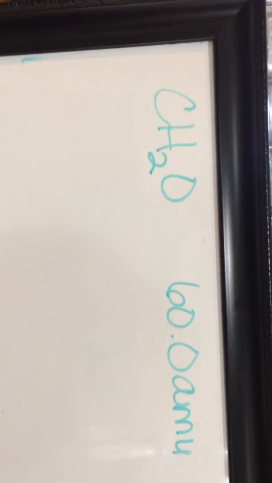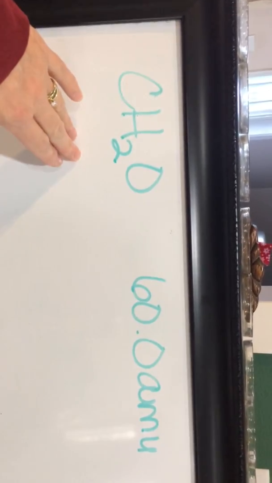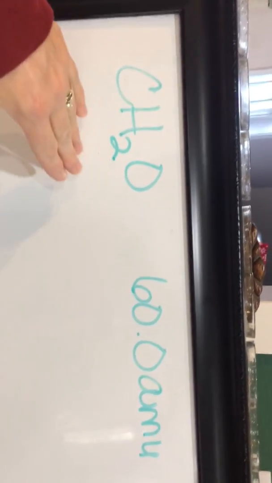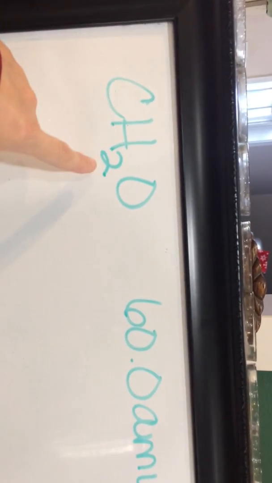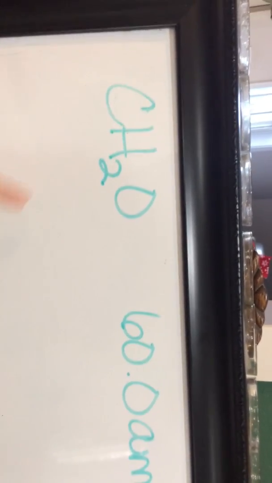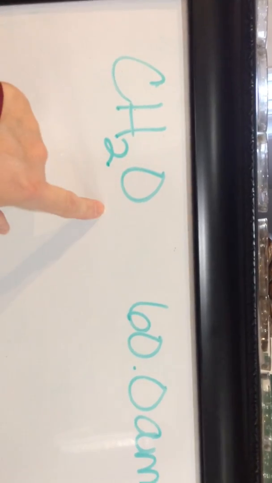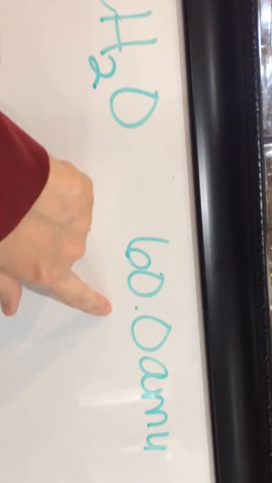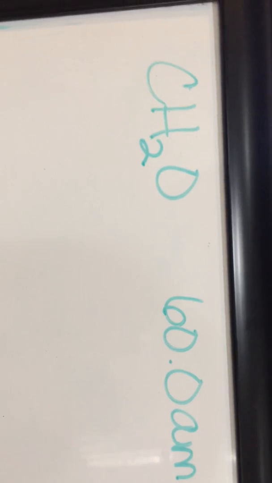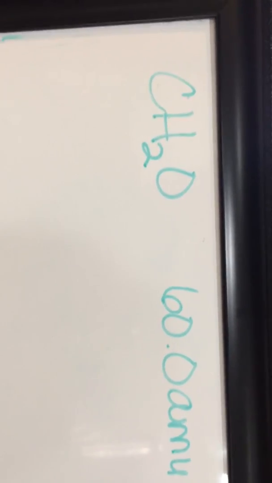Okay, remember, this is the empirical formula. This is to its lowest possible ratio. But it could be C2H4O2 or C5H10O5. It could be all of those things. So we're going to figure out, with this empirical formula and this weight, what is the molecular formula for that? Okay, so how do we figure that out, guys?